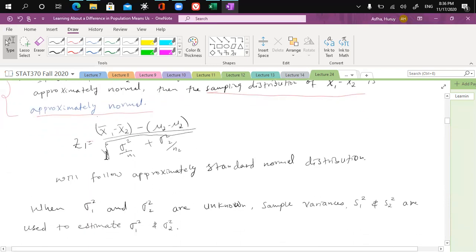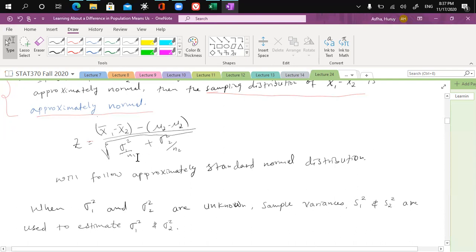But the question here is, here I used sigma 1 and sigma 2 square. But usually in reality, we don't know sigma 1 and sigma 2. They are unknown most of the time. So if they are unknown, what we do is we use the sample standard deviation or sample variance to estimate these two. So for sigma 1 square, we have S1 square, the estimator of this, and the estimator of sigma 2 square is S2 square. So instead of this one, I will use this one.